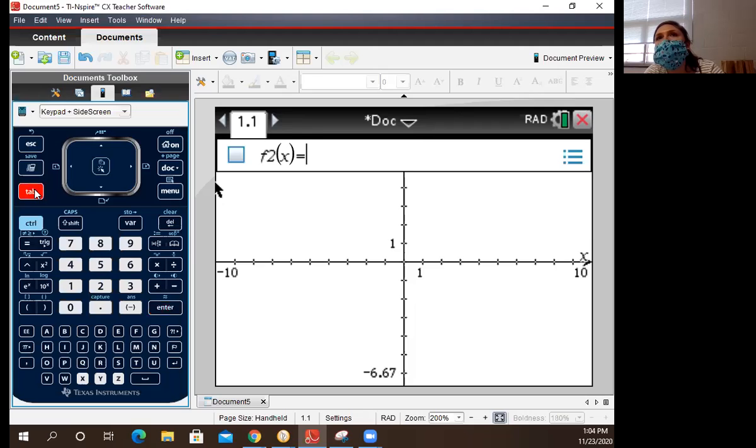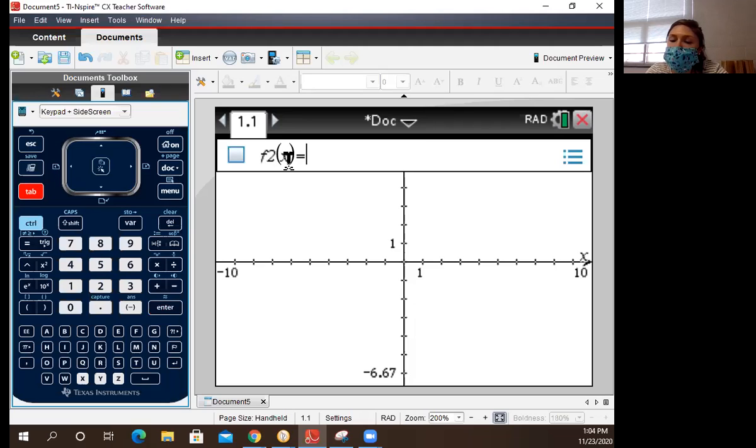So if I hit the tab key, it brings up that entry line again. And then I want you guys to notice that we see f2(x) equals here. That's your calculator's way of saying y. This is talking about what function we're looking at. So you don't need to type the y equals part. It's here for you. You type everything after the equal sign as you have it written on your paper.